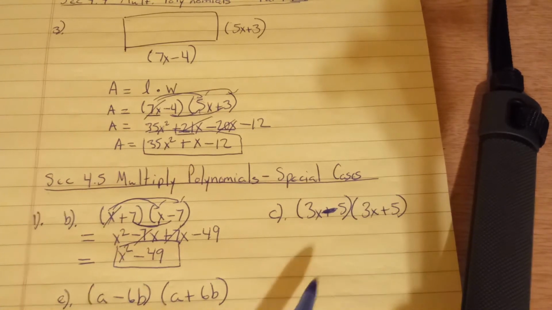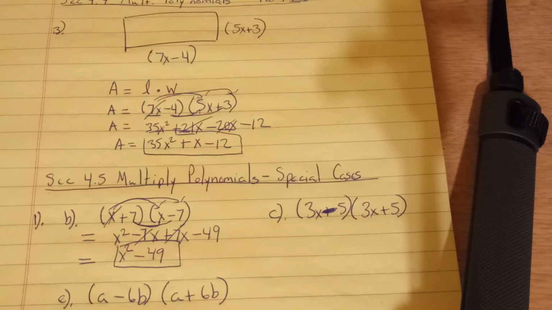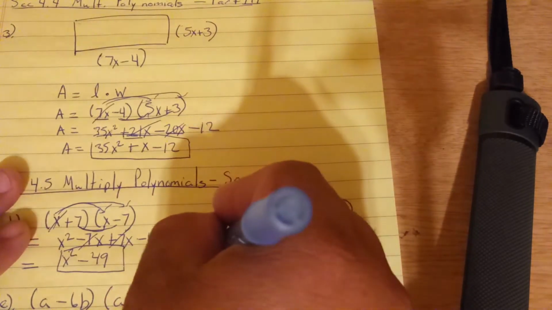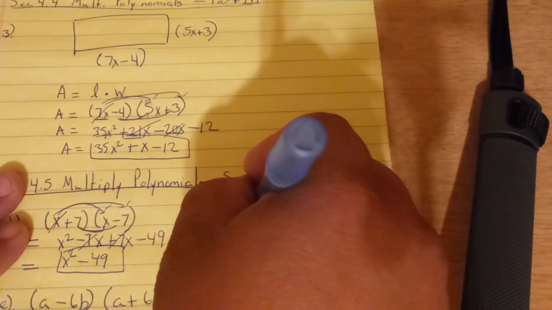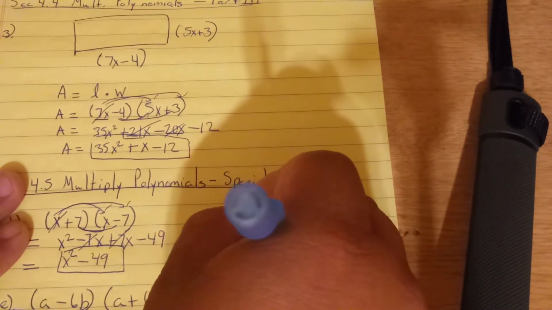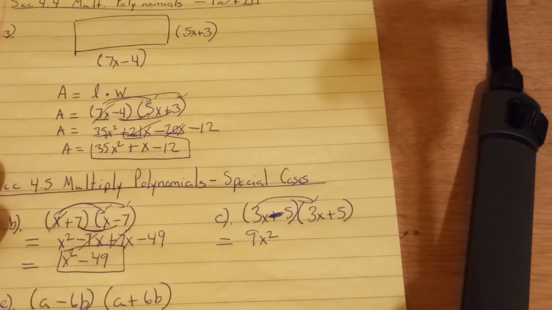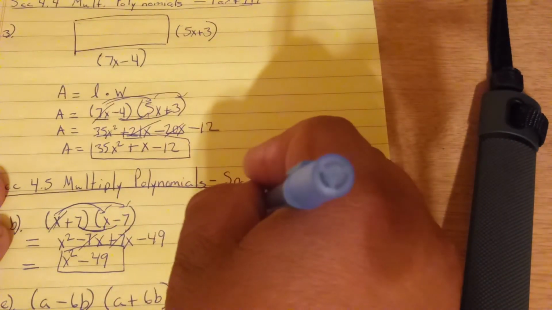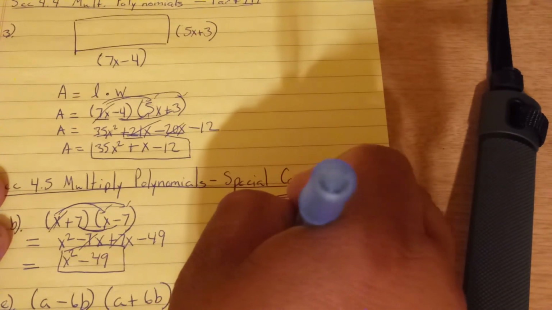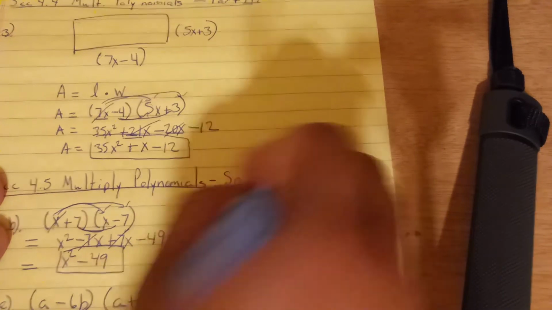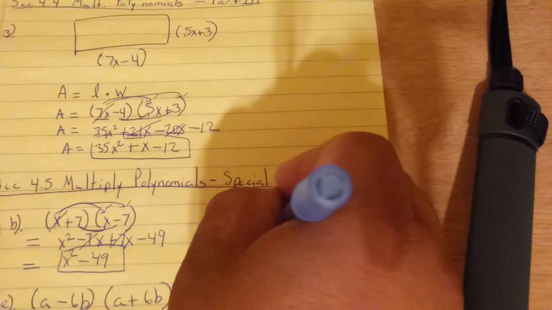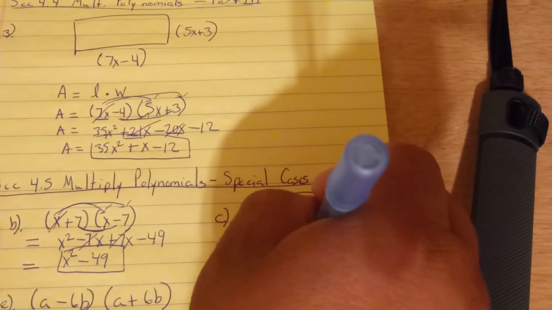The next one is 3x minus 5 times 3x plus 5. So we're going to do the same thing here. We're going to first distribute the 3x. So 3x times 3x will be 9x squared. And by this time, you should already be comfortable with multiplying these. The same thing with the 3x times 5, which will be positive 15x. So that takes care of that. And we're going to do the same thing with negative 5. Negative 5 times 3x is negative 15x.